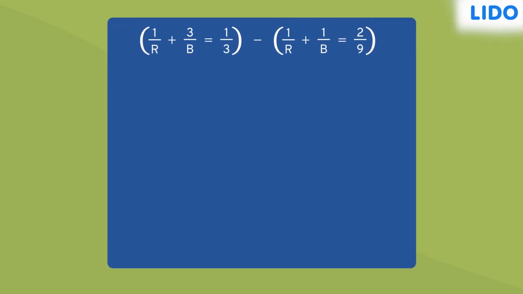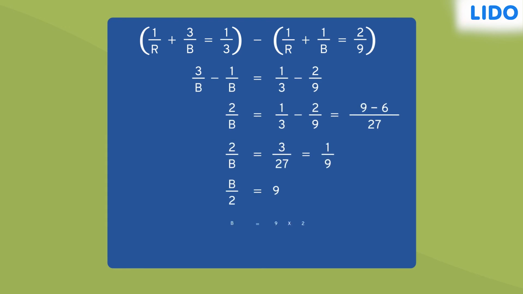Let's subtract equation 2 from equation 1. On solving, we get B equals 18. This means one boy will take 18 days to build a tree house. But we have to find the time taken by Ravi. So, we'll substitute the value of B in either of the equations and get our answer.